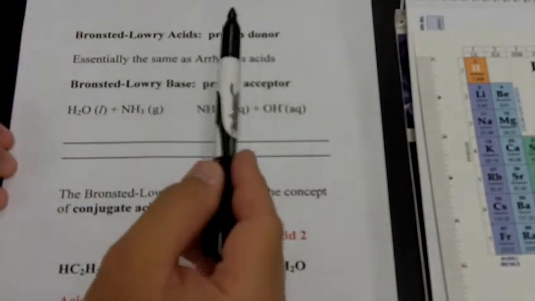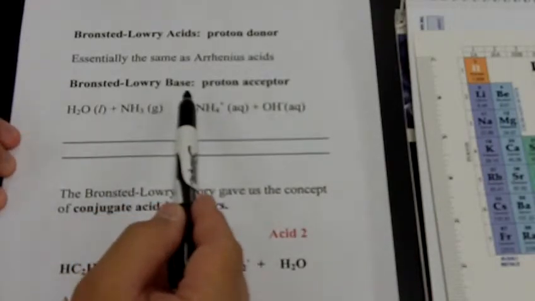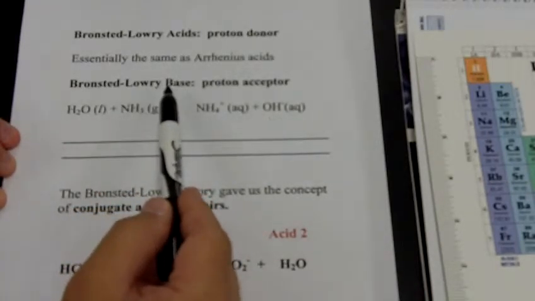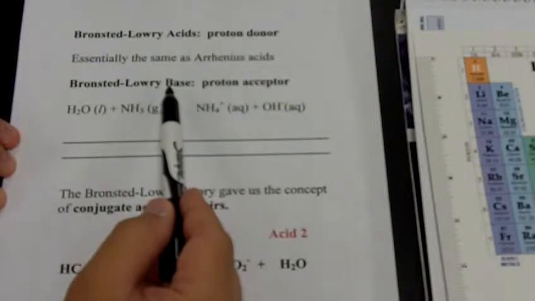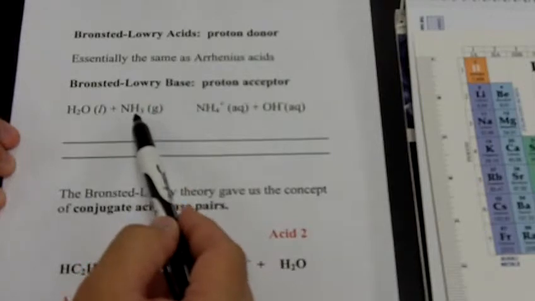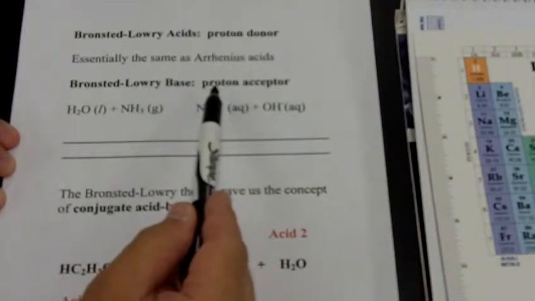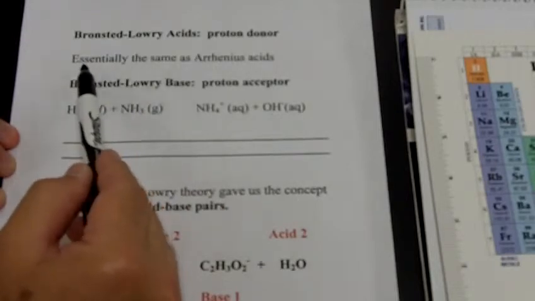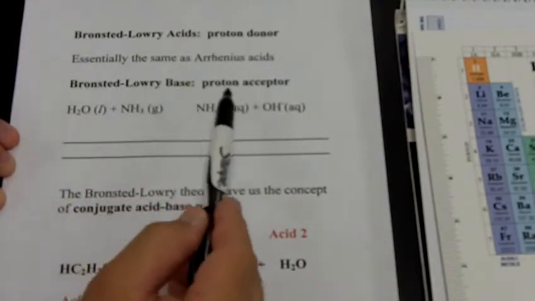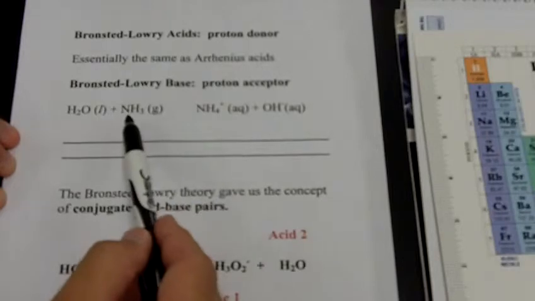The difference comes in the Bronsted-Lowry base definition. Before, the Arrhenius definition called a base a hydroxide donor. But we now know that NH3OH, ammonium hydroxide, does not exist. And so another definition came into being, and that was the Bronsted-Lowry base definition. And according to the Bronsted-Lowry base definition, if an acid is a proton donor, then a base is a proton acceptor. So let's take a look at ammonia here.